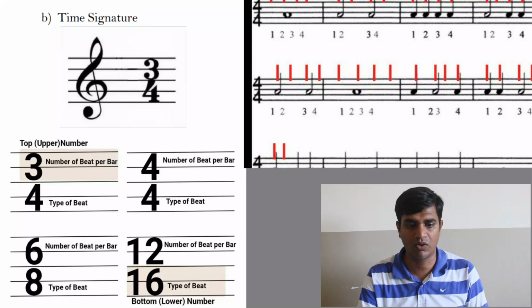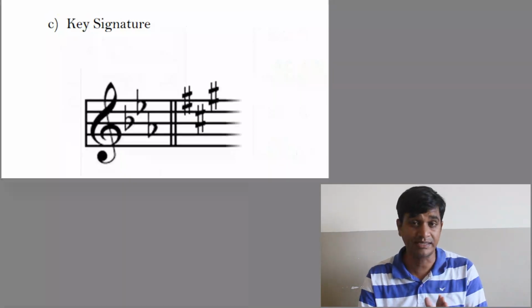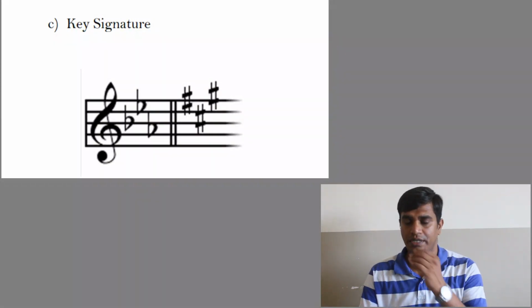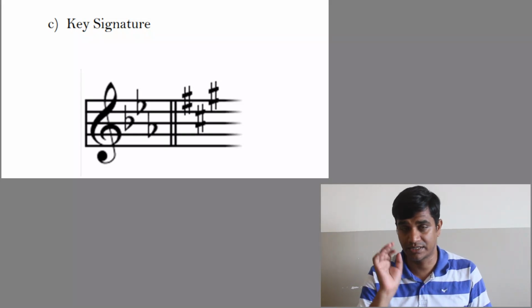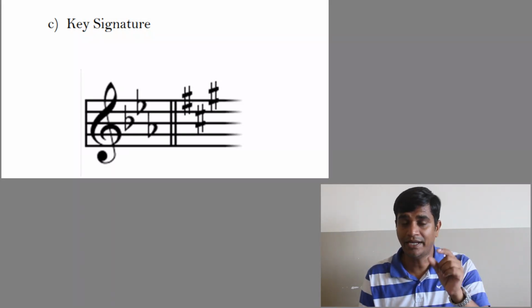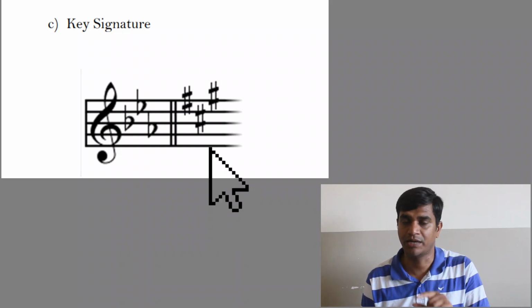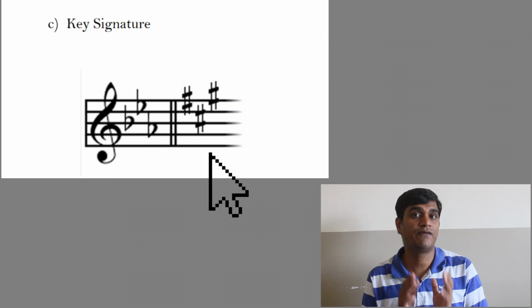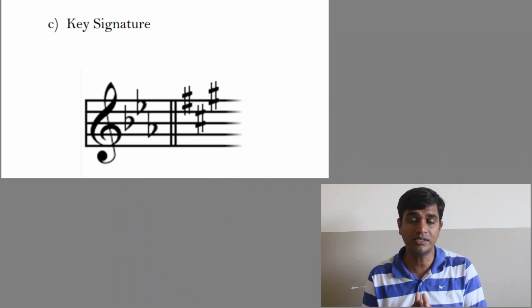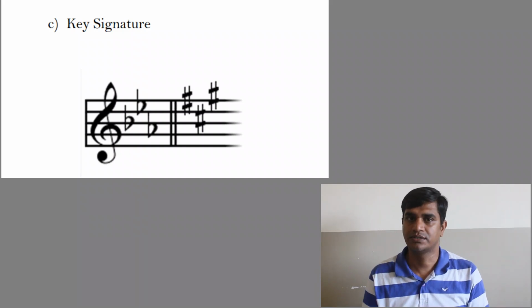Next thing we have, dear students, is key signature. Last class I was telling you about flat and sharp. What you can see on the screen is flat and sharp. Here, once these flats and sharps are placed on the staff, it gives a different meaning. It tells us from which scale the song is going to start.